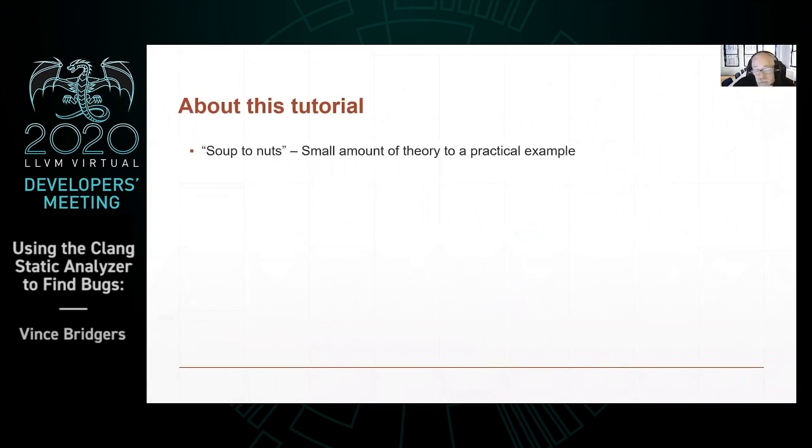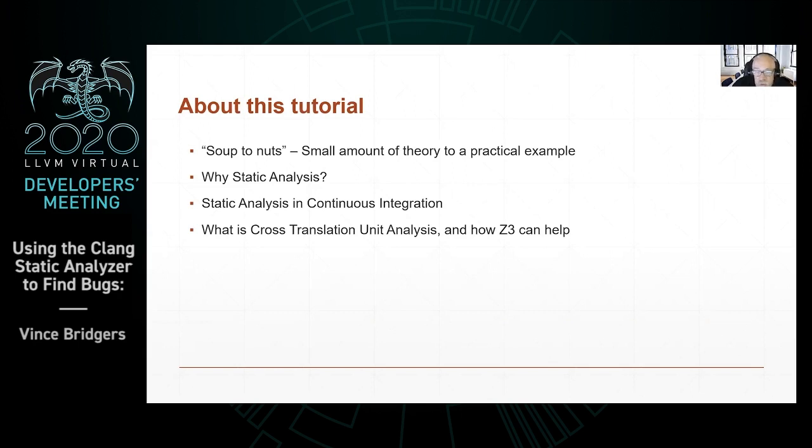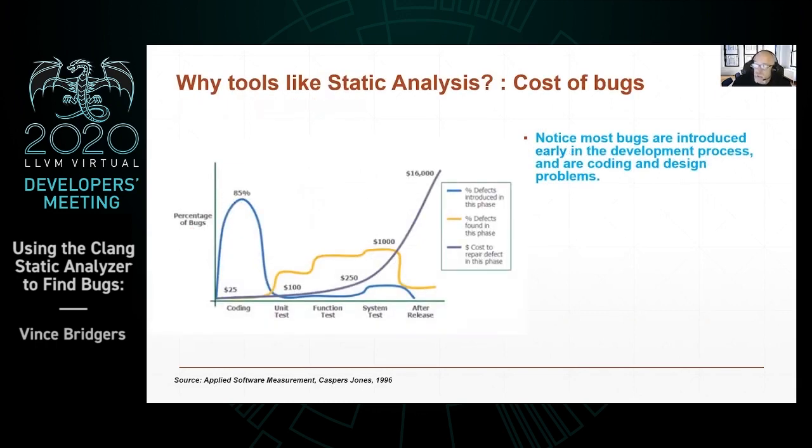I'm going to present a soup to nuts view of how to use a static analyzer, from a small amount of theory to a practical example. And I'll show you some real open source projects using the static analyzer and the results that we get from using that tool. So we'll talk about why static analysis, why it's interesting, why it's important. We'll talk about static analysis's place in continuous integration. We'll also talk about what cross-translation unit analysis is and also how Z3 can help with static analysis results. And as I said, we're going to use the static analyzer on an open source project in a demonstration, so you can see how it's used.